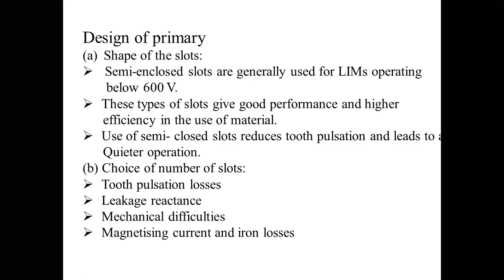Next, design of the primary. Suppose we consider the shape of the slots. Semi-enclosed slots are generally used for linear induction motors operating below 600 volts, and these types of slots give good performance and higher efficiency in the use of material. Use of semi-closed slots reduces the tooth pulsation and leads to quieter operation. Next, choice of number of slots. The number of slots plays an important role, where tooth pulsation losses can be reduced, and leakage reactance, mechanical difficulties, magnetizing current and iron losses are also reduced.